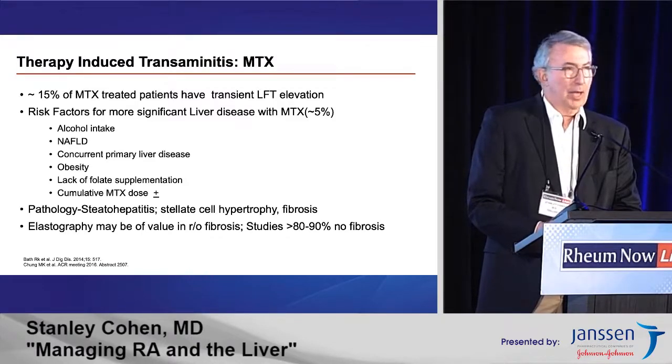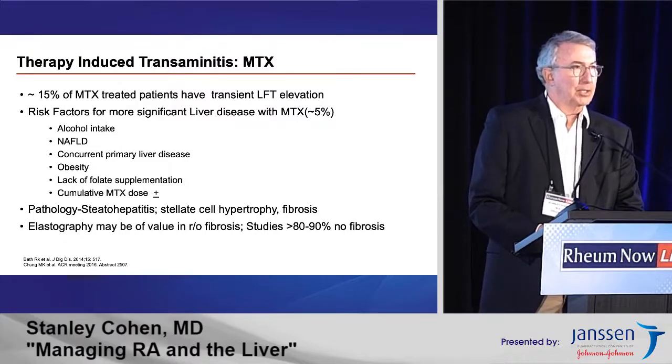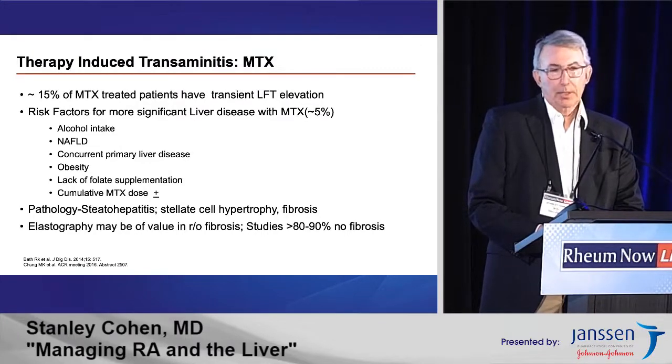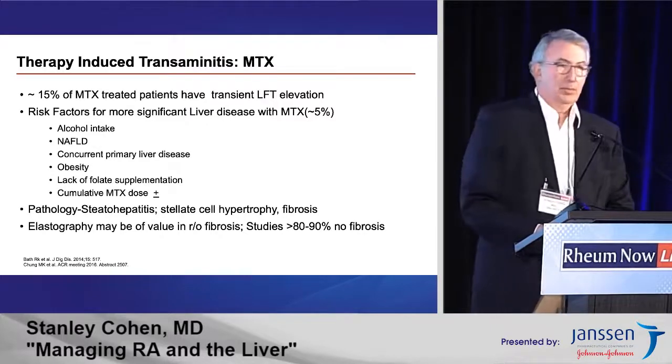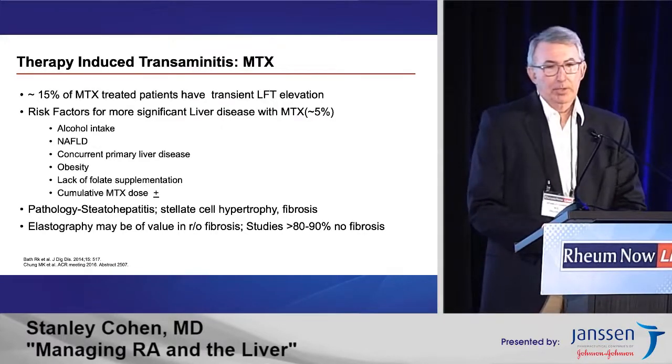But we do know that alcohol and methotrexate is a bad combination, and we want our patients to use alcohol in moderation. The presence of non-alcoholic fatty liver disease does increase the risk of issues with the liver. Concurrent primary liver disease, in those patients methotrexate may not be our first choice of treatment. We may just skip the methotrexate and move on to other therapies.